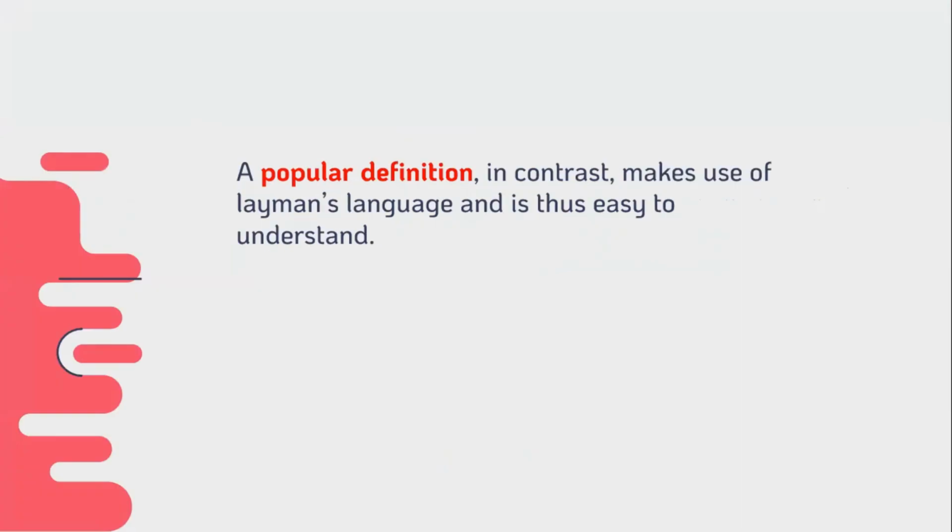Next is the popular definition. A popular definition, in contrast, makes use of a layman's language and is thus easy to understand. So this means that popular definition is the language used by the common people. This style is used in order to reach a wider audience or readers that are not knowledgeable of the technicalities of the topic that you want to share. Hence, the use of street language.